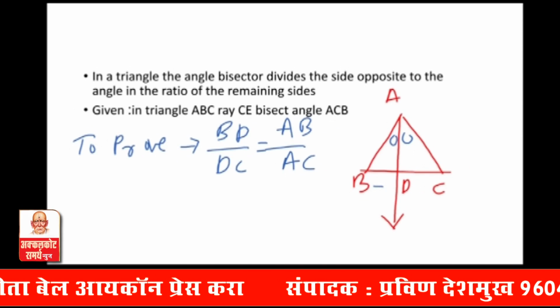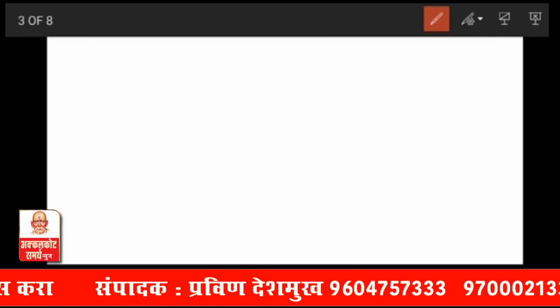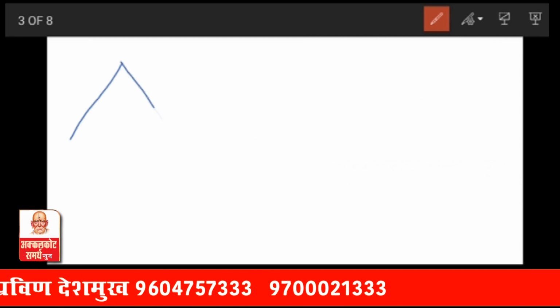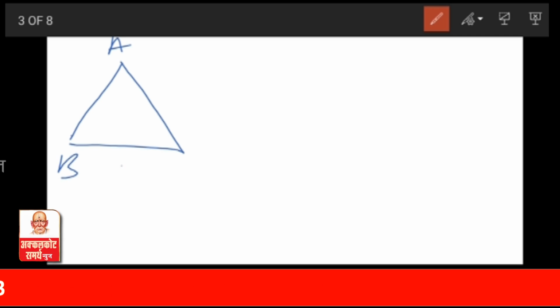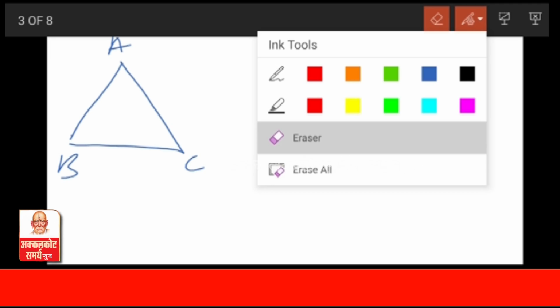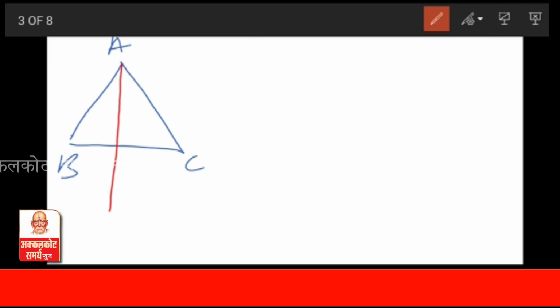Here once again I will draw the figure. You just see the figure. Same figure I am taking here. I have taken triangle ABC. Sorry, here is C actually, and then I will draw one angle bisector here. See, this is the angle bisector. Due to that, both these angles are congruent.